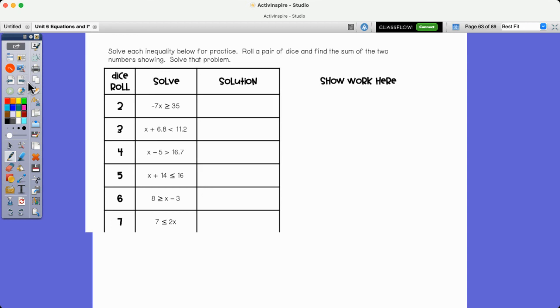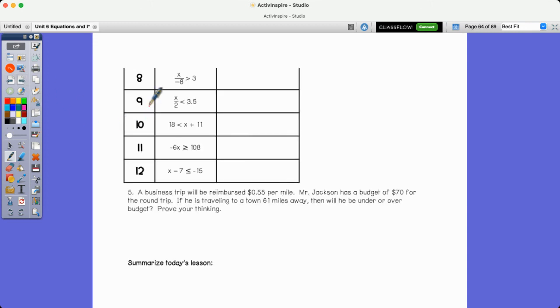Okay, so these are the problems you're going to do. You're going to do 2, 3, 4, 5, 6, 7. You're going to make sure you show your work. Then you don't have to do these guys down here. You're going to do number 5, and then you're going to give a summary of 2 to 3 sentences.